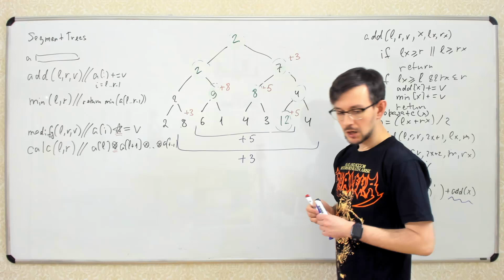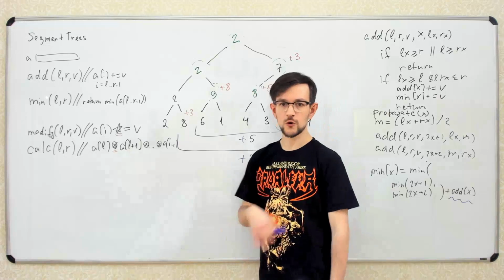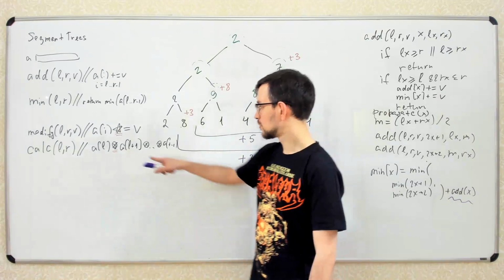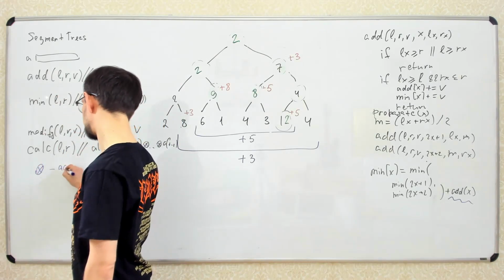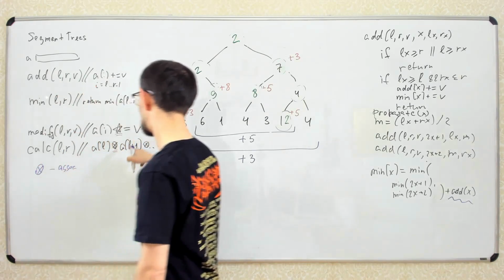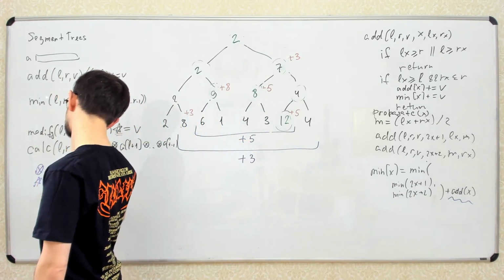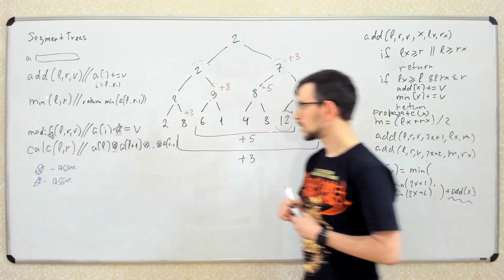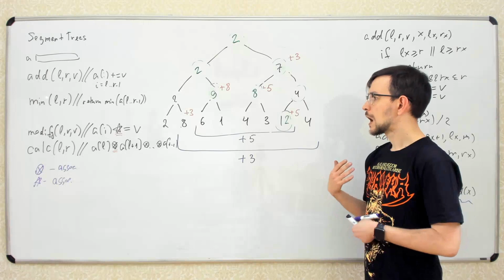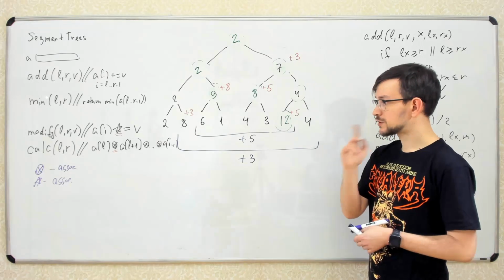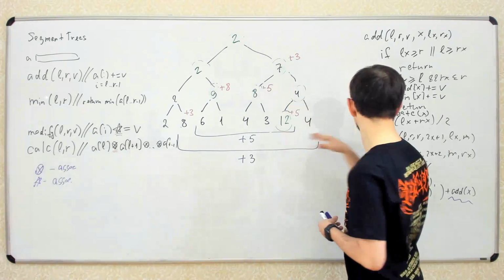Now let's check what properties we need from these operations. First of all, we need all the properties from the previous lectures. So this operation should be associative. This operation also needs to be associative, just for the same reasons as before. But there is one more interesting property we need to have to maintain all this data structure.